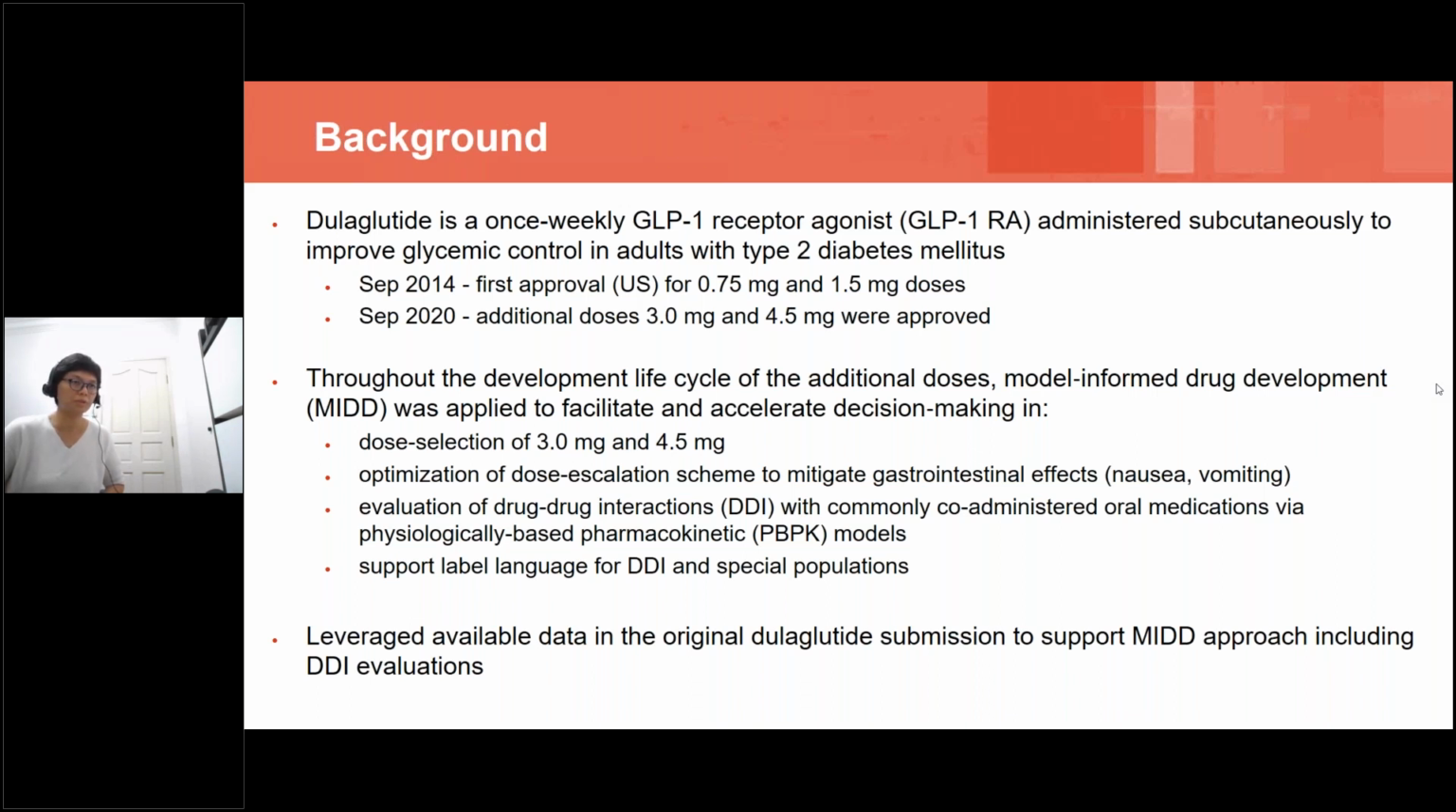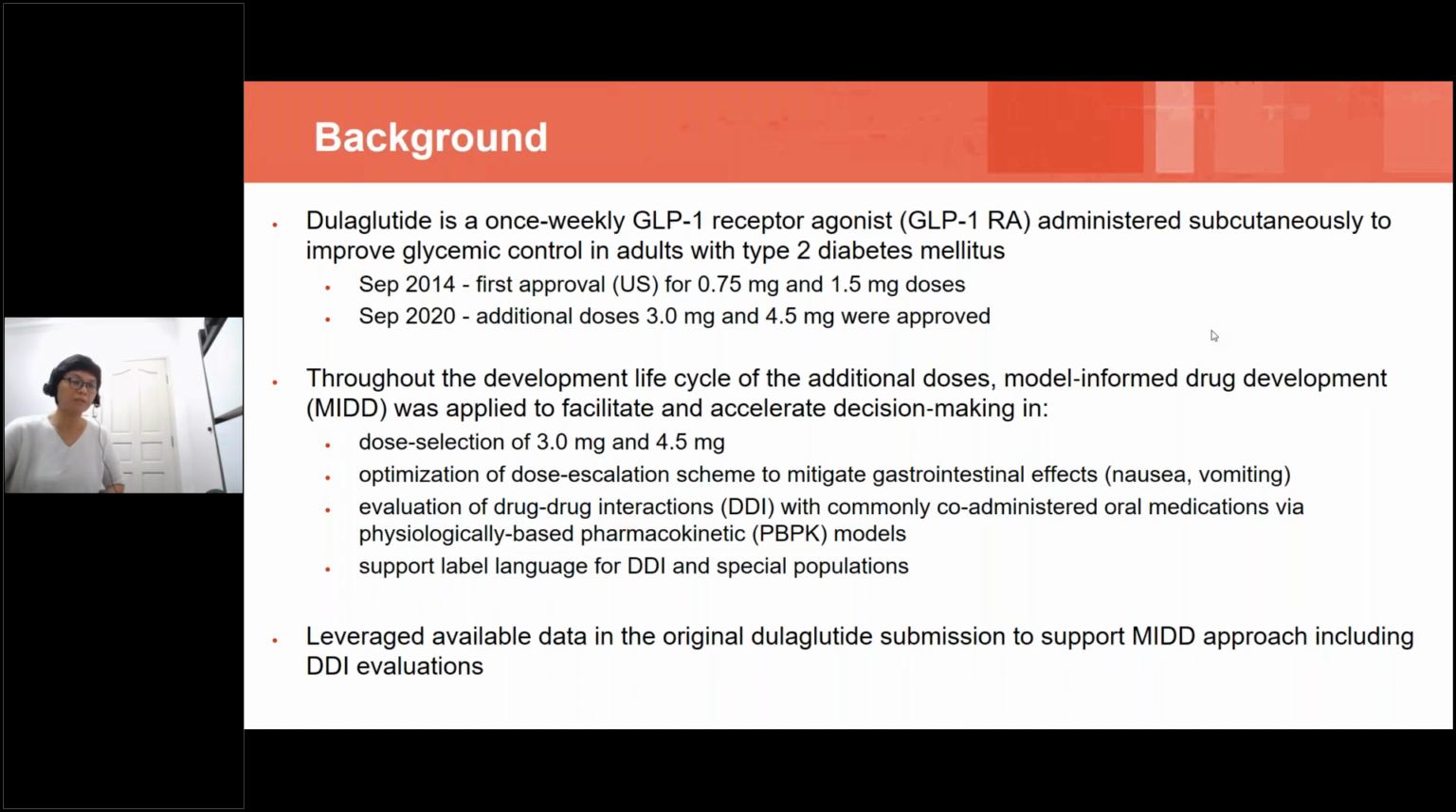2 additional doses were approved in September 2020, so that's more recently. And the indications for these 2 additional doses were for patients who need additional glycemic control. So basically, they haven't quite met their glycemic control targets. The focus today will be on the development of 3 and 4.5 milligrams and how we actually took a modeling approach to evaluate drug-drug interactions.